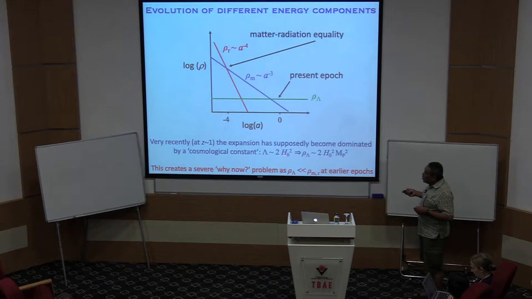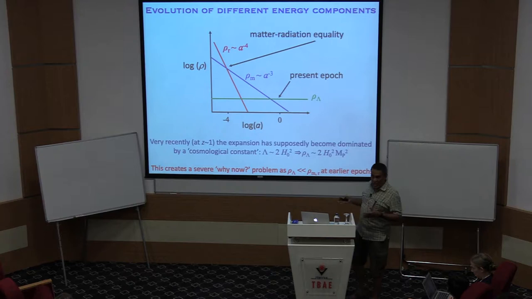To convert it into an energy density, I have to divide by 8 pi G, which is basically multiplying it by Planck mass squared. So H naught squared is 10 to the minus 42. This is 10 to the 19. And therefore, the geometric mean of those is 10 to the minus 12 GeV, or 10 to the minus 3 eV. And that is said to be the scale of the dark energy.